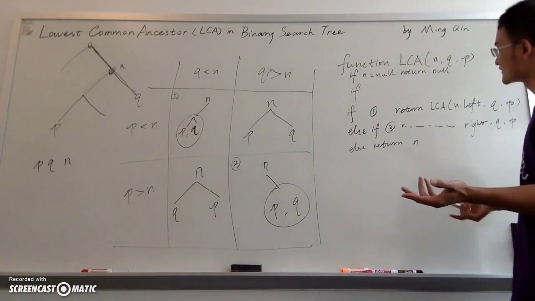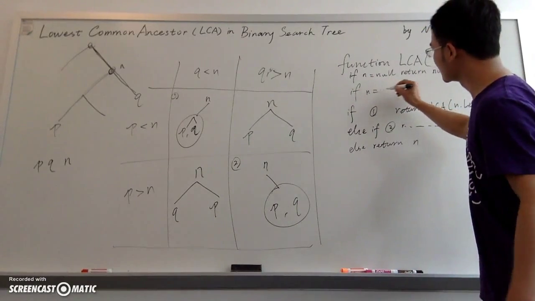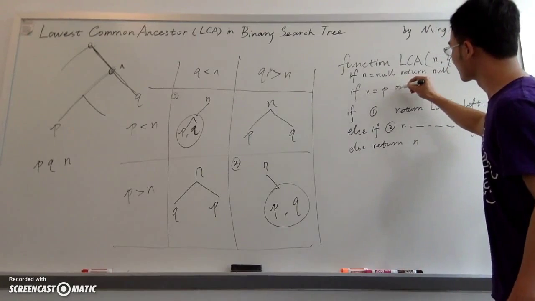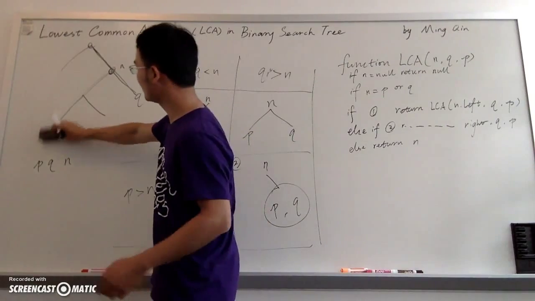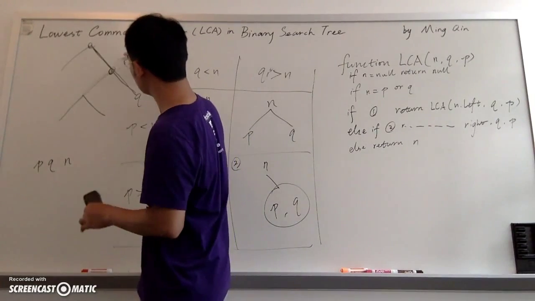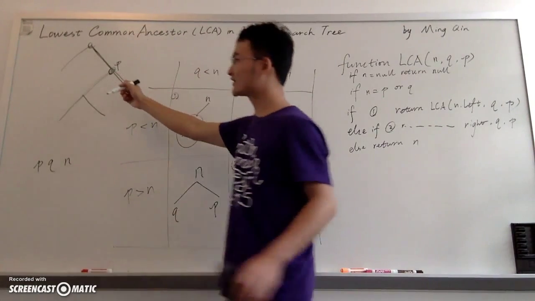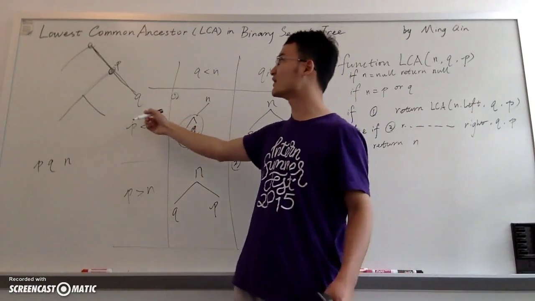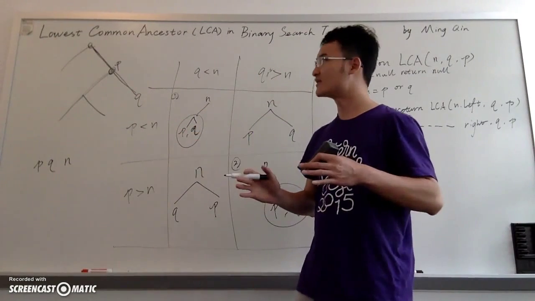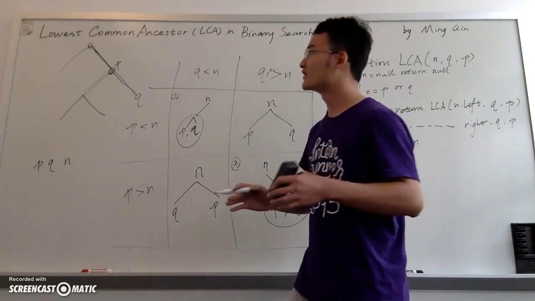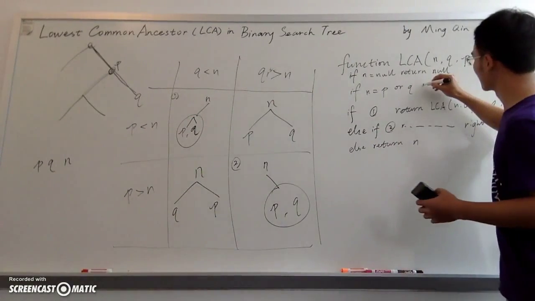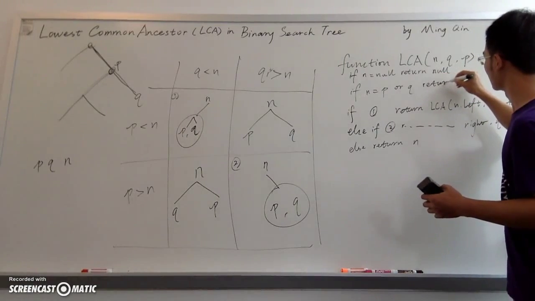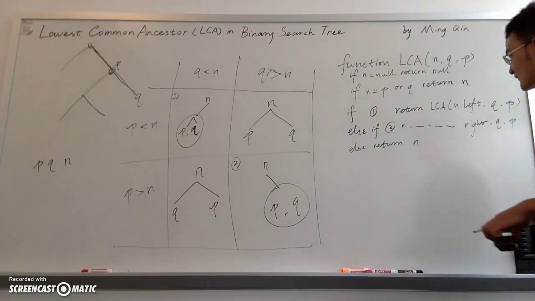And another case, what if n is either P or Q? This means P is here, for example, and P is directly the ancestor of Q. And of course, P is the ancestor of itself. Then the answer will be this node. We return n. And this is the answer.